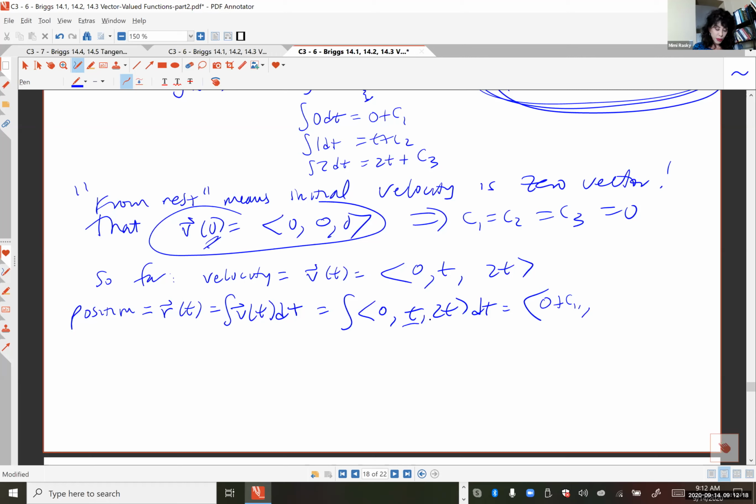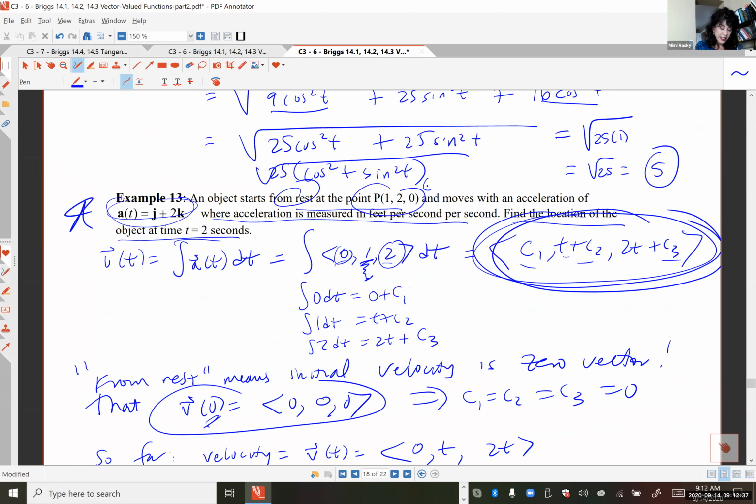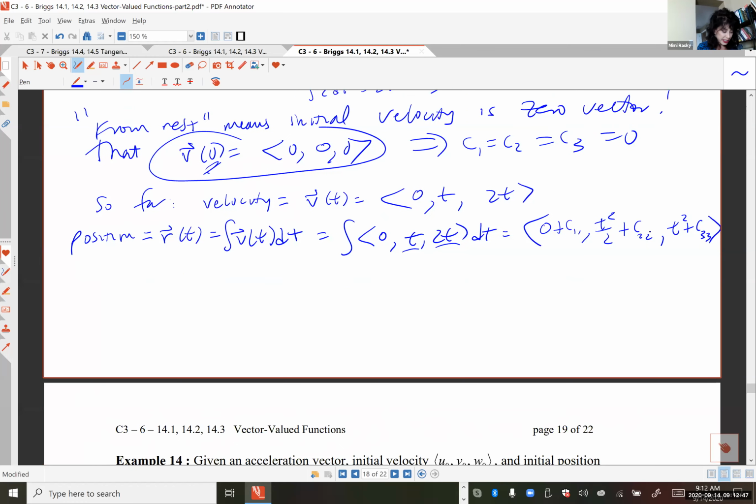The second component's integral is t squared over 2 plus C22. The third component is the integral of 2t, which is simply t squared plus C33. Now what? We need to get the C11, the C22, and the C33. How? Well, you use the initial condition. They told you that the initial position, this means at time t equals 0, is 1, 2, 0. So they gave you enough information to figure it out.